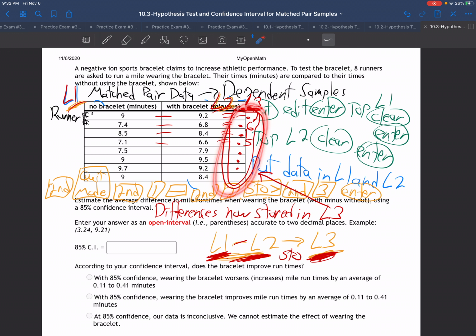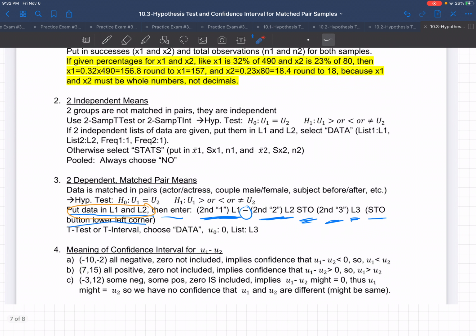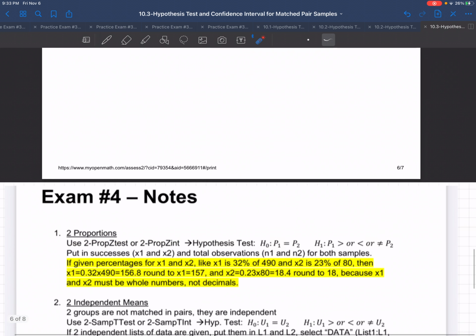So now we're going to tell the calculator to do an analysis on L3 where these differences are stored. How do we do that? Well, look back at the notes. Put data in L1, L2, then enter all that stuff we did. Now go to t-test or t-interval. Which one? Are we doing a hypothesis test? No. We're doing a confidence interval right now. If we were doing a hypothesis test, we would use t-test. If you're doing a confidence interval, you use t-interval. T-interval, data, and then we'll do that. All right, let's do it.